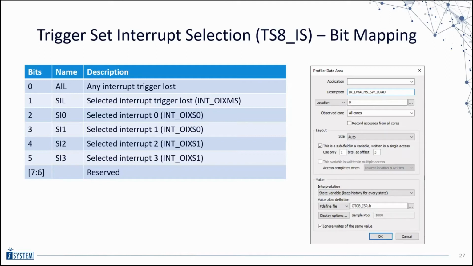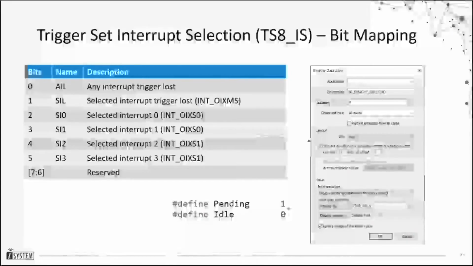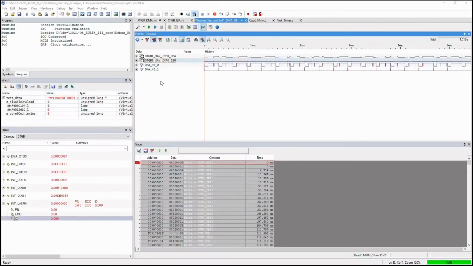The description field contains the name of the service request node that maps to the particular bit. And under layout, we specify the size of one bit and the offset for the respective interrupt request node. Additionally, we add a header file that maps the value 1 to the string pending and 0 to the string idle. The analyzer will then show the respective string in the timeline.